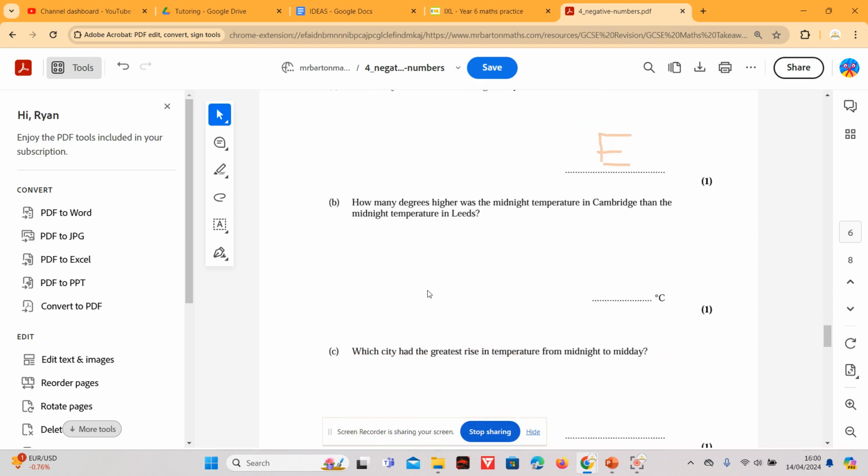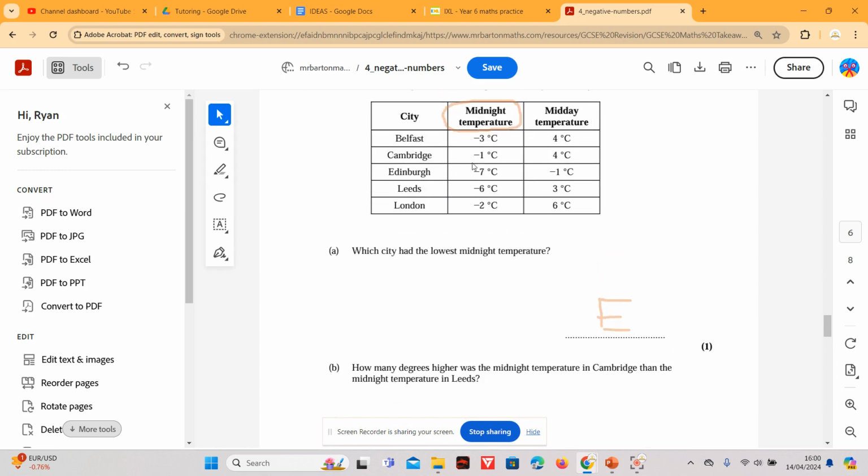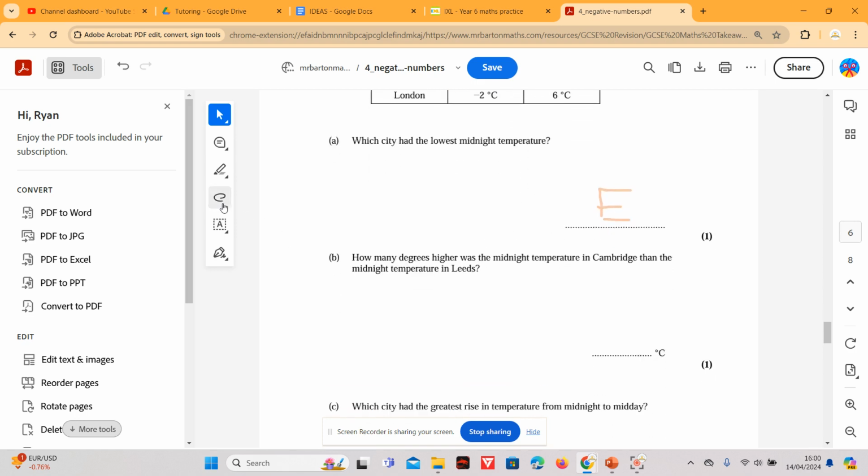How many degrees higher was the temperature in Cambridge than the midnight temperature in Leeds? So we've got to look at the midnight column. Cambridge is -1, and in Leeds it's -6. So if we do the difference between 6 and 1, so we do 6 take away 1, we would get 5. So we just put 5 in the box there.